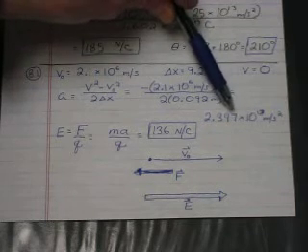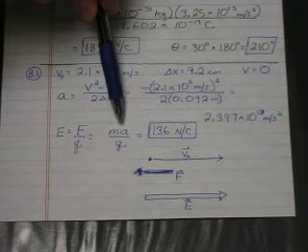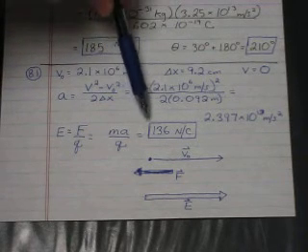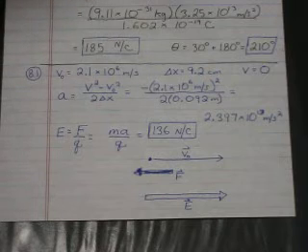Now we can take that acceleration, plug it into this equation, mass times acceleration divided by charge, and we get 136 newtons per coulomb.